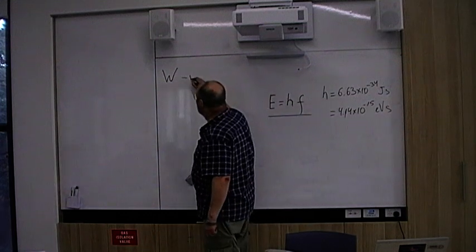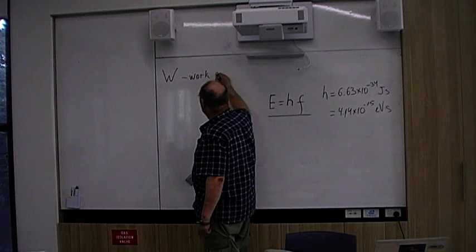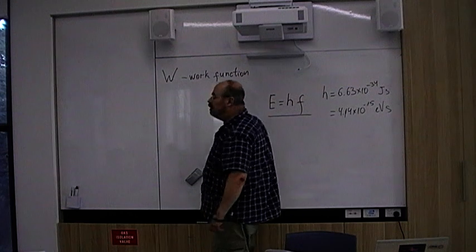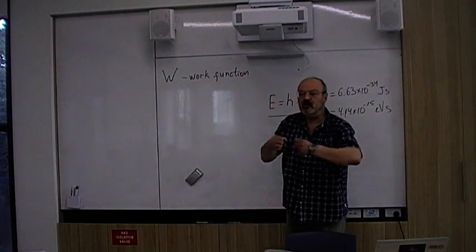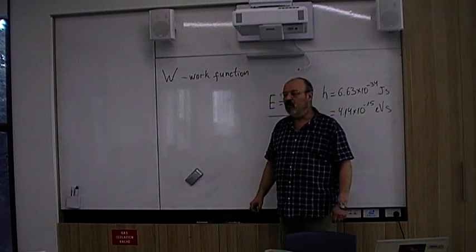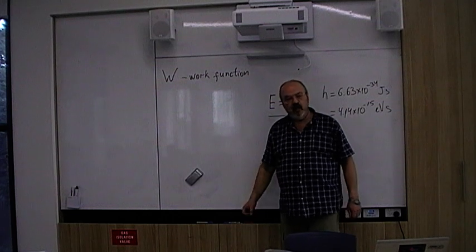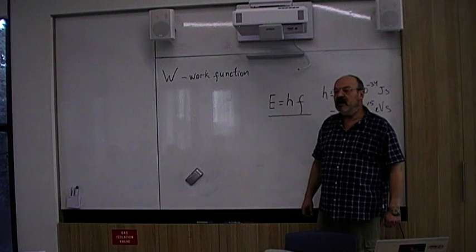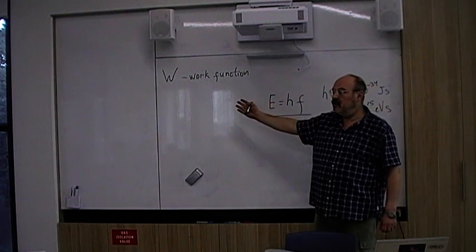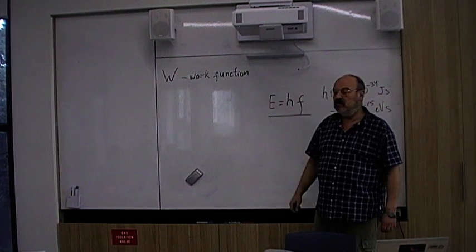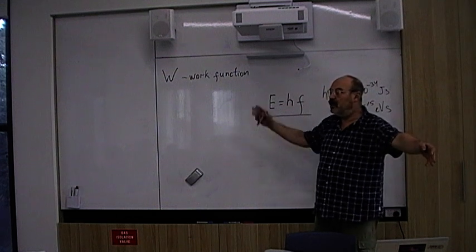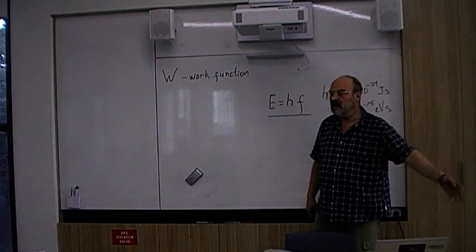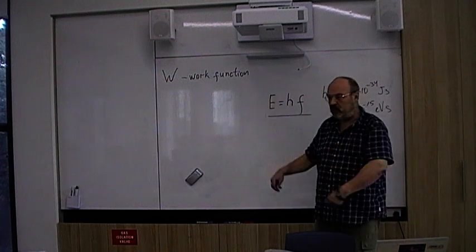What is work function? It is the minimum amount of energy needed to get an electron out of metal. Work function is the minimum amount of energy to get an electron out of metal. Why? First, it depends on the metal. Let's say copper will have one number, lithium will have another. Each metal has its own value.